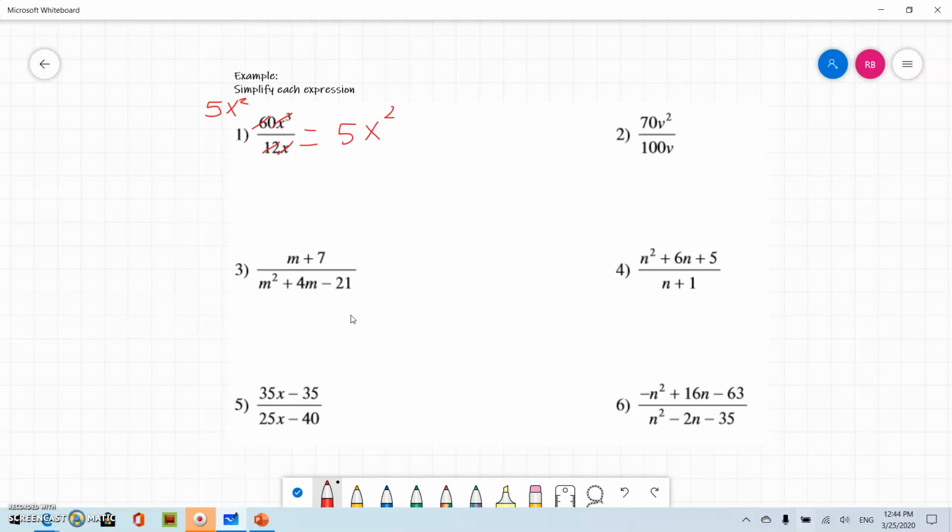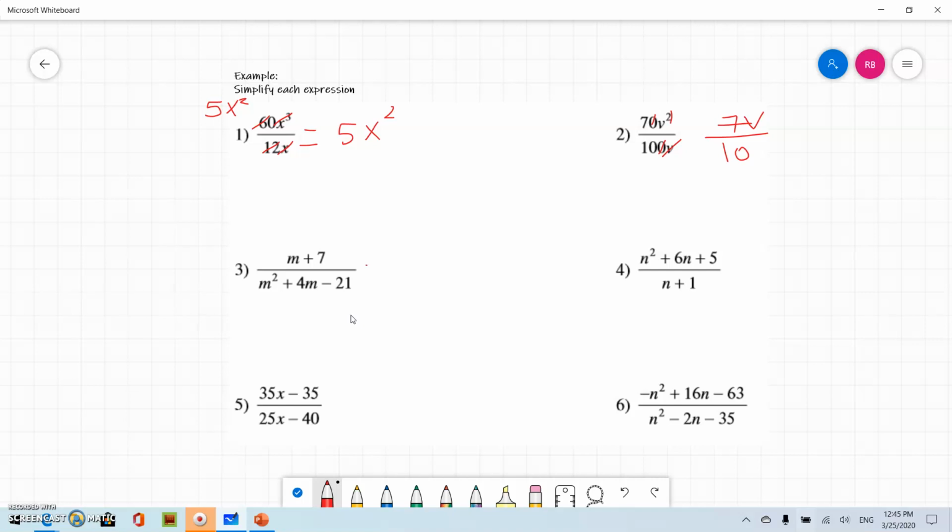Okay? And this one, first of all, I can cross out 1, 0. And then 7 over 10, it's just 7 over 10. There's nothing you can do. But the v can cancel with 1v, so there's 1v left on the numerator and no v left for the denominator.